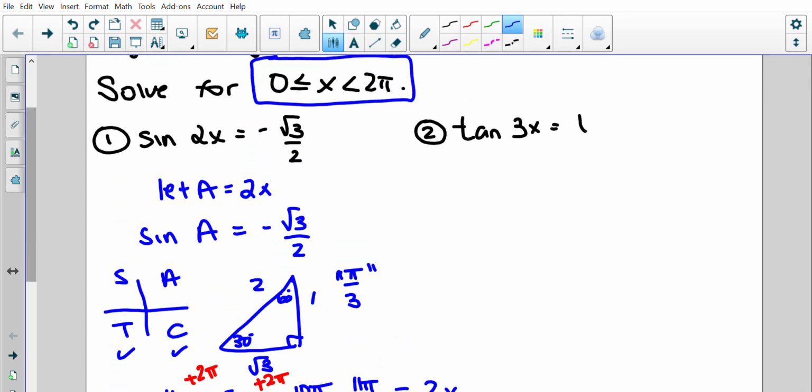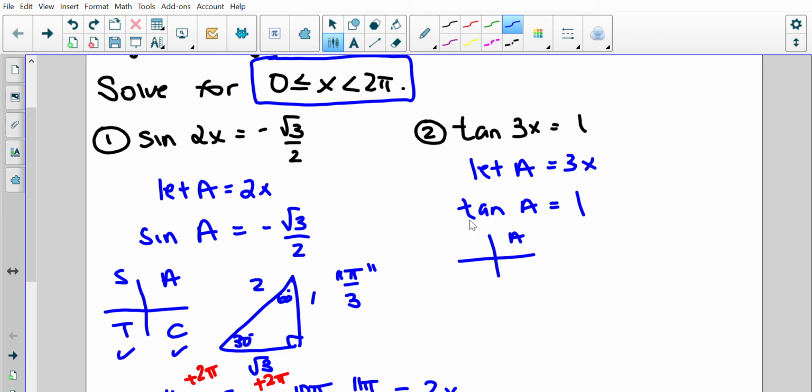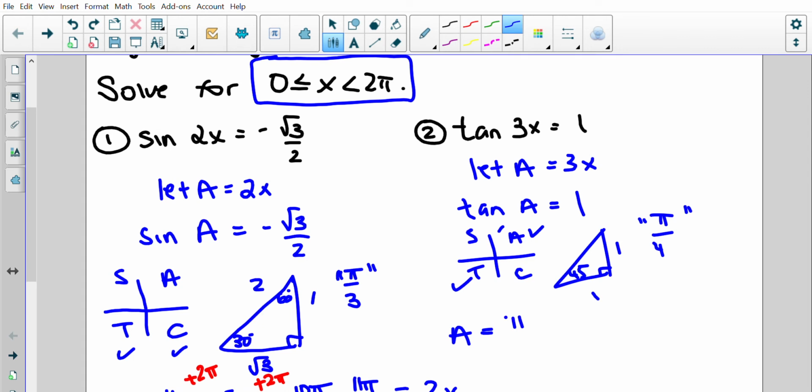So now let's try the same thing again, but we're going to do it with tan of 3x equals 1. So I'll do the same strategy where I'm going to let A equal 3x. So I get tan of A equals 1. Okay, and again, this is where tangent is positive. So if you look at Smart Trig class, that would be quads 1 and 3. And I know the ratio of 1 reminds me of my 45, 45, 90 triangle, which means my reference angle is pi over 4. So that means that A in the first quadrant is just pi over 4.